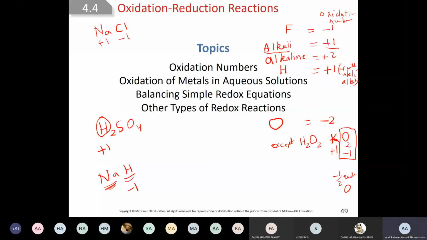How about here? We know that hydrogen is +1. We have 2 hydrogen. This means +2. What's the oxidation number on O2? This means it is -1 each. That's it. I want you to memorize these only.